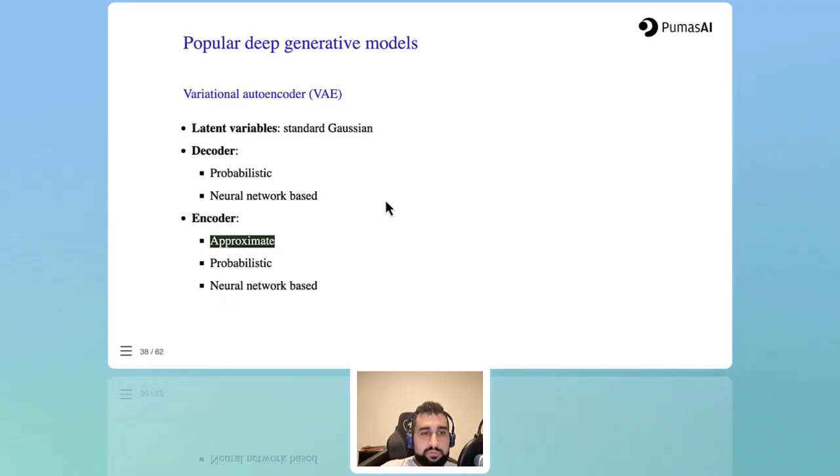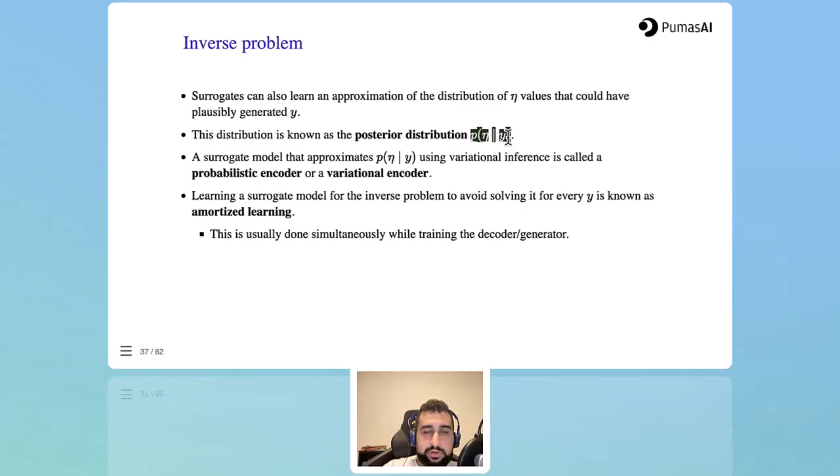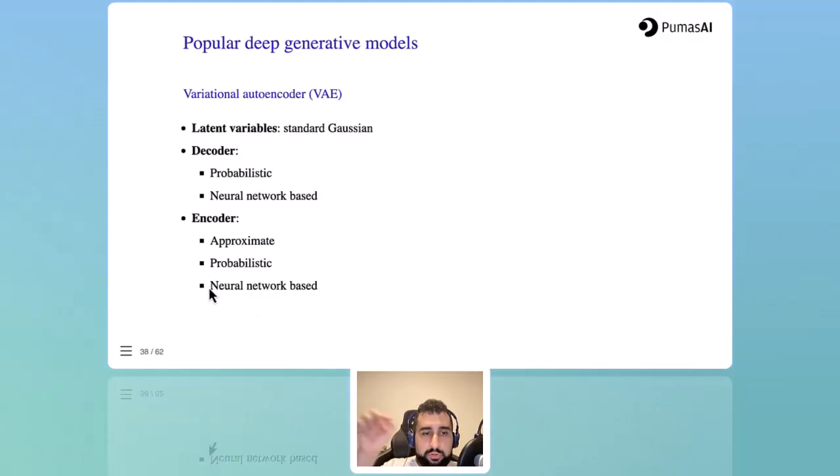So what are all the plausible values of eta that could have generated y? When we try to approximate that with some closed form distribution like a Gaussian distribution, this is an approximate encoding essentially. And so in variational autoencoders, the encoder is an approximate encoder. It's probabilistic in the sense that it's not just trying to approximate eta star, which is just a single value of eta, but it's trying to approximate the full posterior distribution of eta given y. And so it's approximate, it's probabilistic, and it's also neural network based.